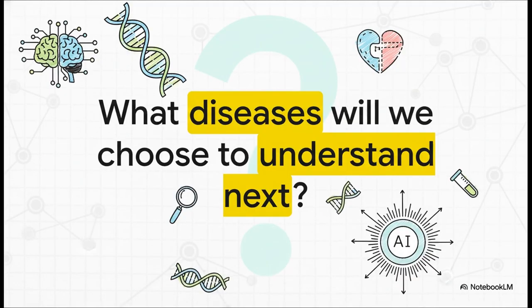So what does this all mean for the future? We now have this incredibly powerful toolkit that can combine almost any kind of biological data to see connections that were hidden just a few years ago. So the question isn't really if we can unravel the secrets of complex diseases anymore. The real question is, which ones do we go after next?